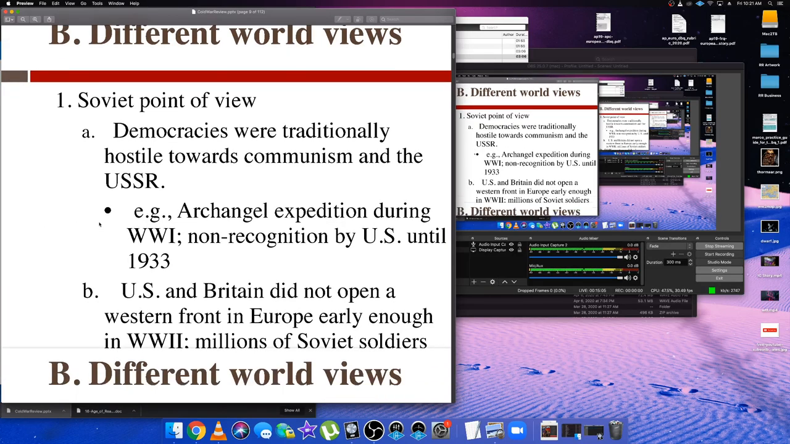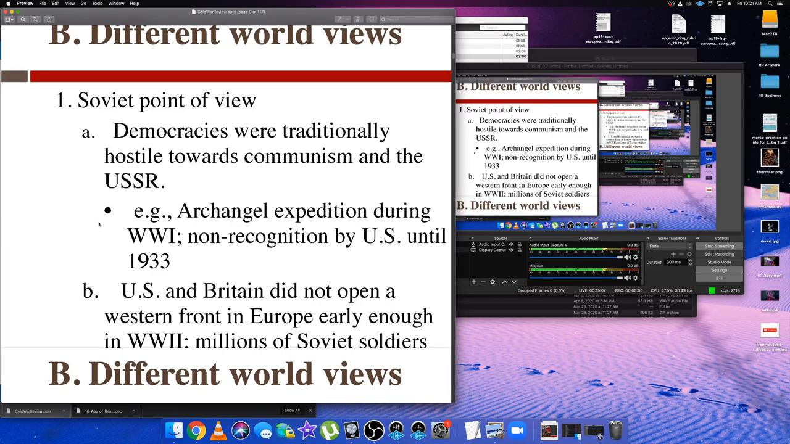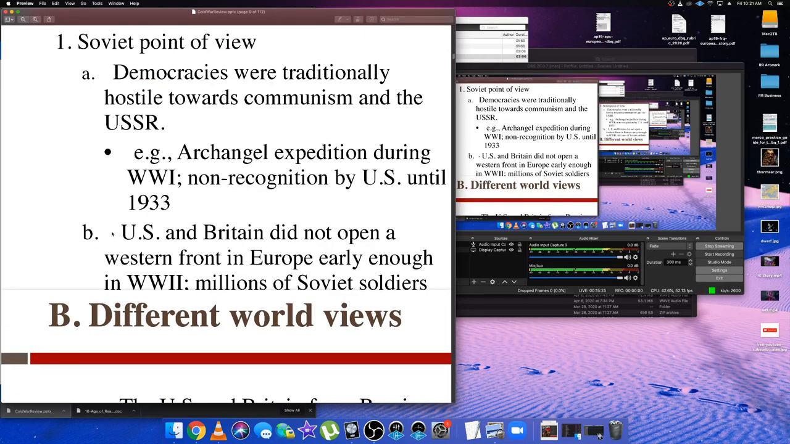So the Soviet point of view is that democracies had always been hostile towards communism and the Soviet Union. There was a project called the Archangel Expedition during World War I, which the U.S. Military didn't even technically recognize until 1933. And the United States and Britain didn't even open up a Western Front in Europe to help the Soviets out until June of 1944, about 11 months before the end of the war. And during that time, millions of Soviet soldiers lost their lives.